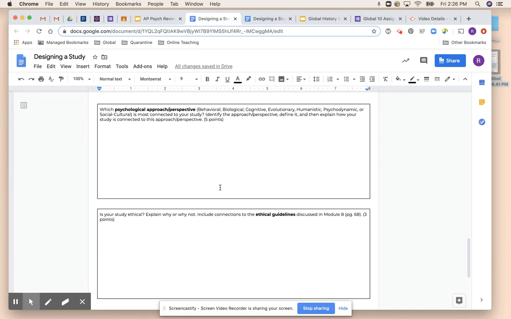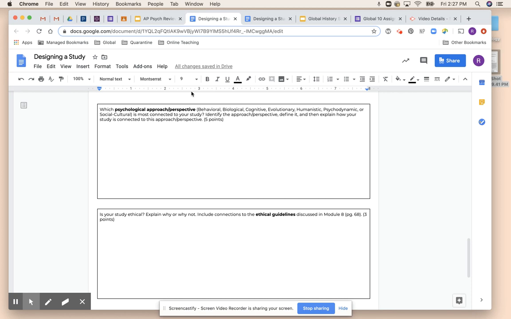Last part, and this one you're actually going to have to travel a little back in time in your textbook to answer. It says, which psychological approach or perspective is most connected to your study? This is one of the very first things we learned this year. And obviously, these terms we came back to almost every single unit, because in psychology, we're always talking about how you can't look at something just from one lens. You have to see it from a biological, social, cultural, an evolutionary, a humanistic, or whatever other lens you can think of.